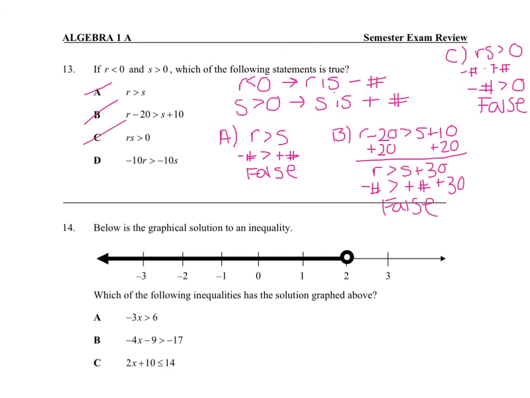Finally, we have D. Negative 10 divided by r is greater than negative 10 divided by s. I'm going to divide both sides by negative 10. So they cancel out. But remember, when you multiply or divide by a negative number for an inequality, the sign flips. So r is less than s. So is a negative number less than a positive number? Absolutely. So D is true.